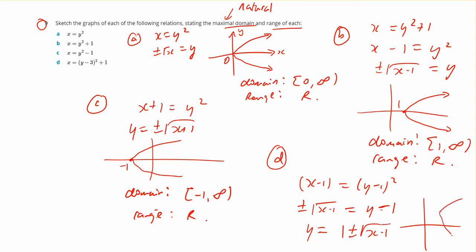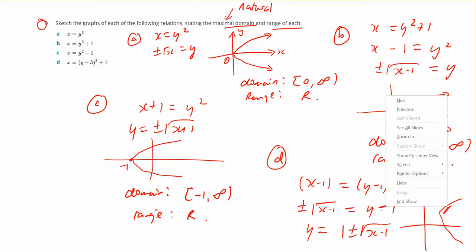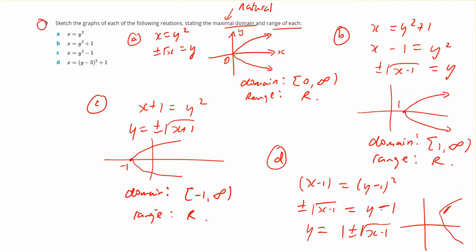So it will look something like this. We've got a turning point at 1, 1. Okay, it's going to look like that. It's going to go forever that way and that way. So your domain would be from 1 to infinity, and your range would still be reals, okay, because it goes up forever at the top, like that, and down forever at the bottom, okay.